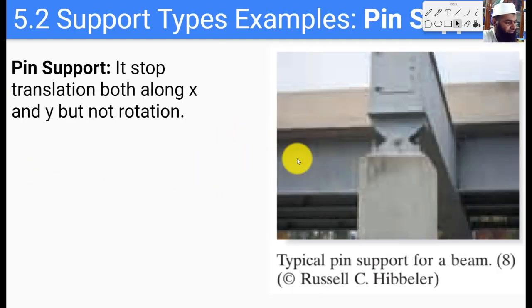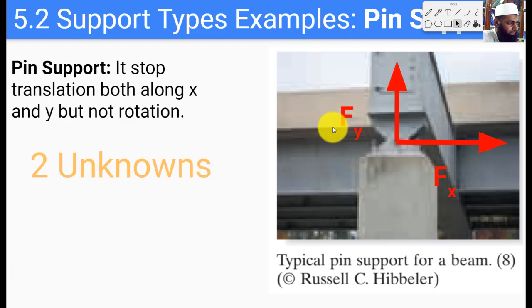In this second example we have a pin support. Because of the pin, translation motion both in x and y is not possible, which means that this pin has to be replaced with two support forces, one in the x direction and the other in the y direction. So we would have two unknowns.